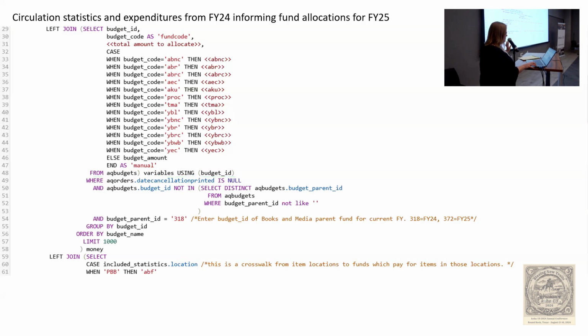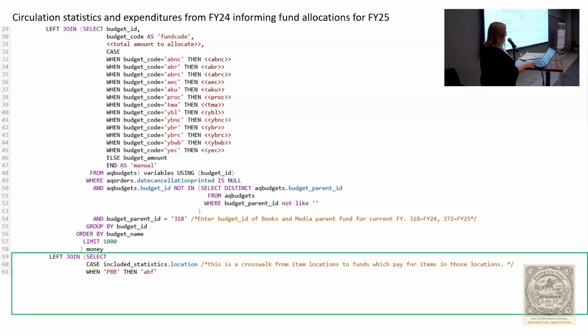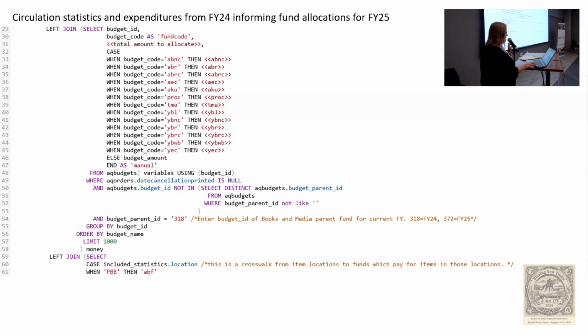So this part down here is the very beginning of that crosswalk from my locations to my funds. It has a zillion and a half. I think it's like 100, I can't quite remember. There are so many.